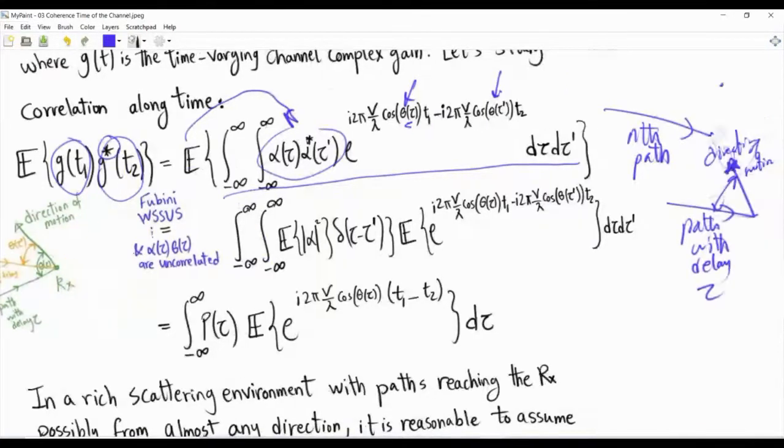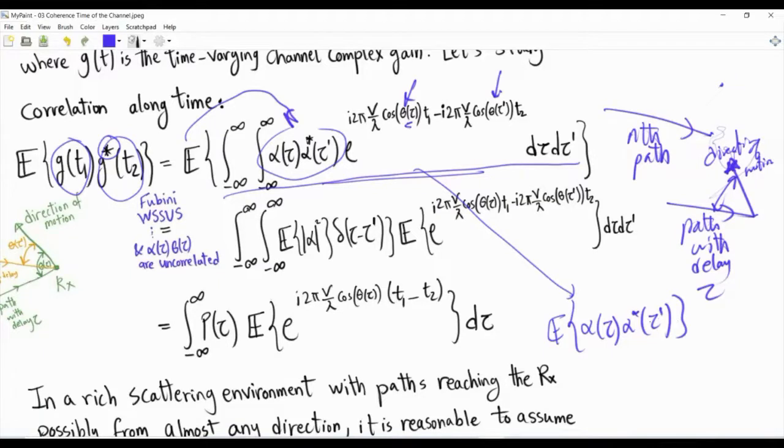And so now, if you go to this integral here, we have actually four random variables: alpha of tau, theta of tau, alpha of tau prime, theta of tau prime. Now, the first order of business to make life easy is to assume that the alphas are independent of the thetas. Those angles, if you treat them as random variables, are random variables that are not related to the amplitude gains. And so when you apply Fubini and take the expectation inside, you can actually take the expectation of these two guys alone.